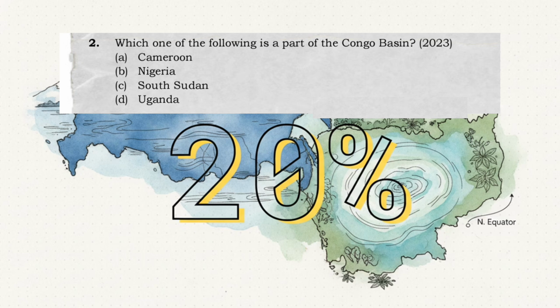UPSC Prelims 2023. Which one of the following is a part of the Congo Basin? Option A, Cameroon. Option B, Nigeria. Option C, South Sudan. Option D, Uganda. Pause 5 seconds.